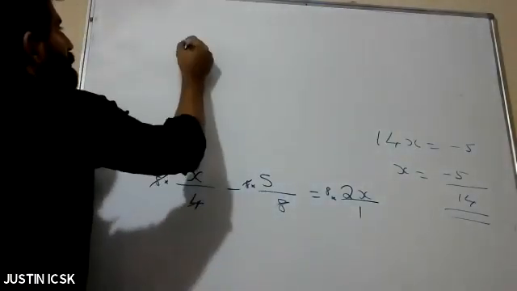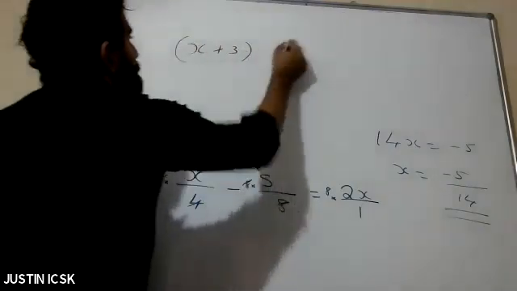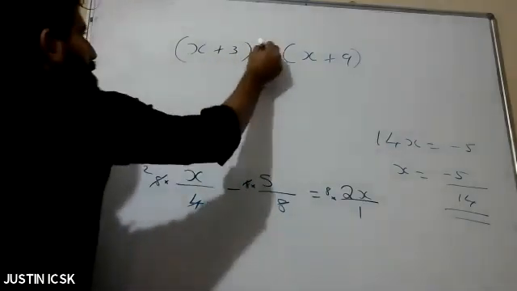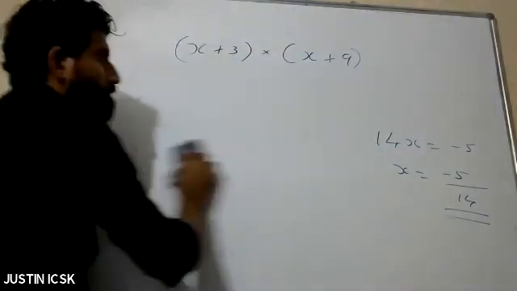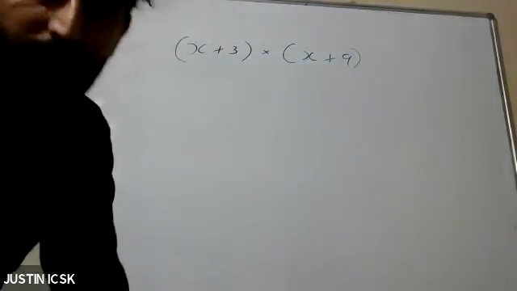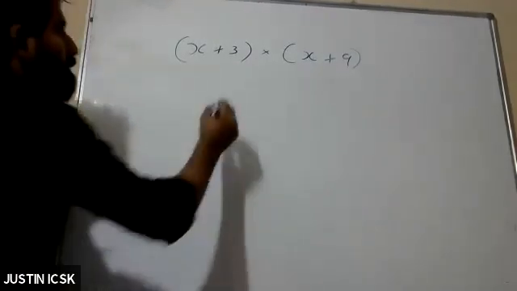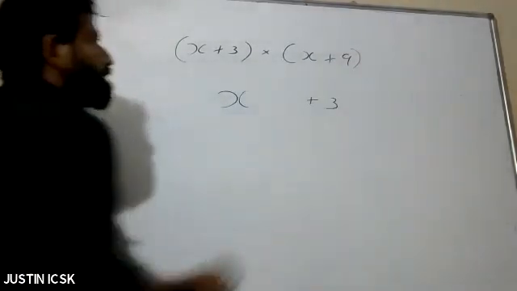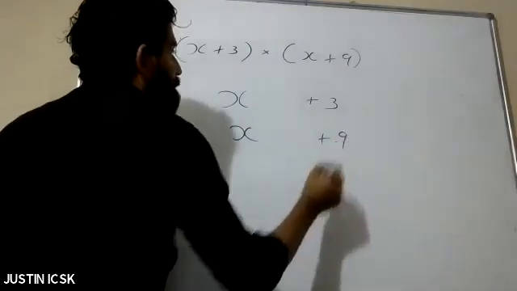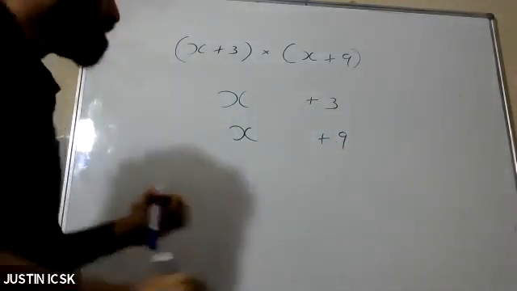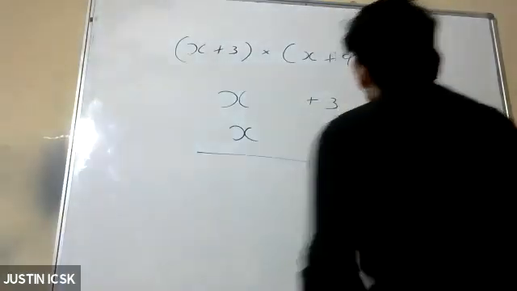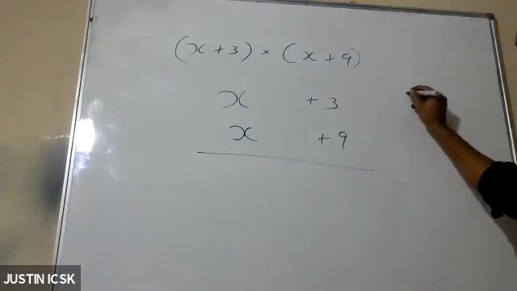Suppose x plus 3 and x plus 9. x plus 3 multiplied by x plus 9. If I multiply x plus 3 by x plus 9, you can use the same crisscross method. See, x plus 3, x plus 9. I hope all are remembering that method, right? When we multiply two numbers, I hope everyone remembers the method.